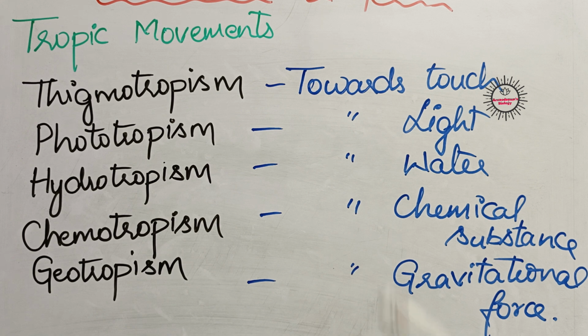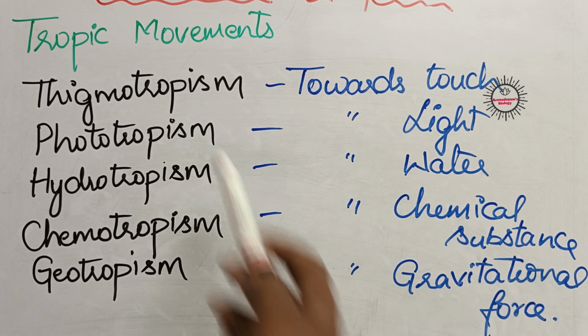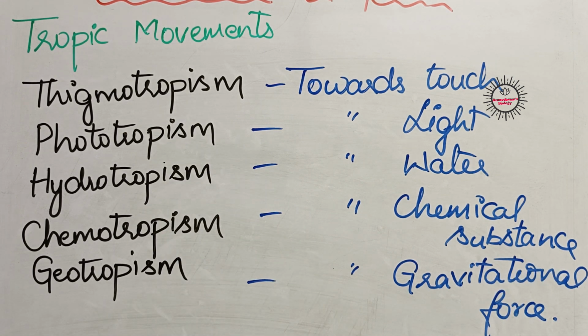Next, geotropism: movement of a plant part towards gravitational force. For example, the roots of a plant. So these are the five types of tropic movements that take place in plants. So that is coordination in the case of plants.